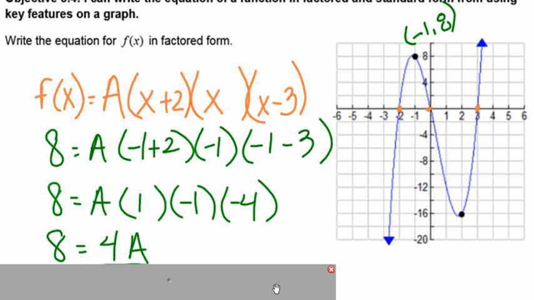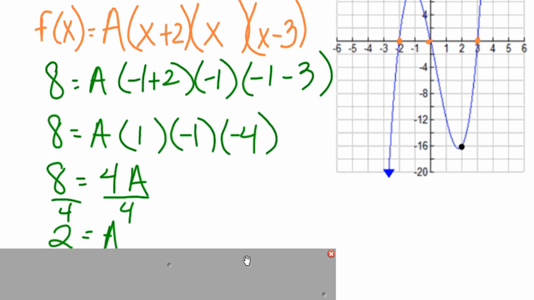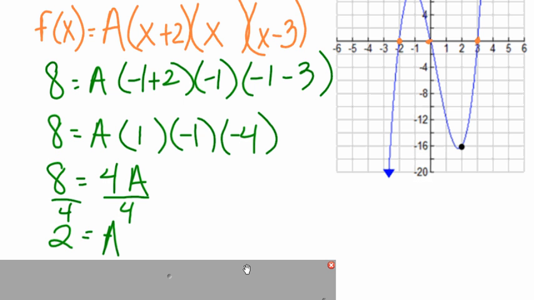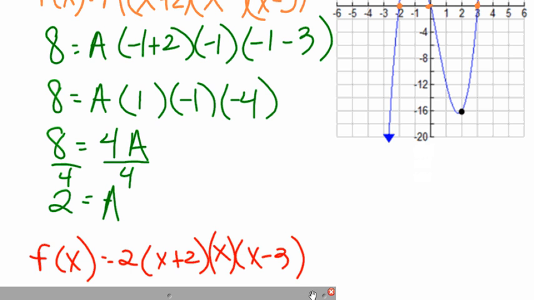Again, we're trying to see vertically what's happening with a. Well, if it's 4 times a, to undo that, we could divide both sides by 4, which means that a would have a value of 2. It's increasing twice as fast. That's my vertical stretch. So if I'm going to write my equation in factored form, I would say f(x) is equal to 2 times the quantity (x + 2) times x times the quantity (x - 3).